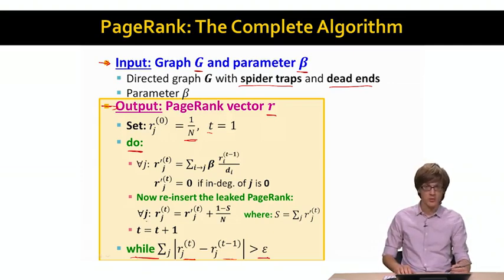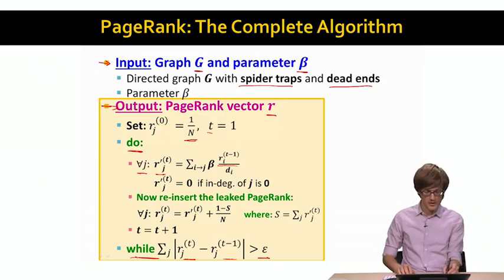Now let's look at what happens in the inner loop. First, we have a for loop where we update the PageRank score of every node j by taking the PageRank scores of every node i that points to it, and dividing each by the out-degree of i. This is the first part. Of course, we have to be careful: node j gets rank 0 if its in-degree is 0. So if a node has no in-links, we set its PageRank score to 0.